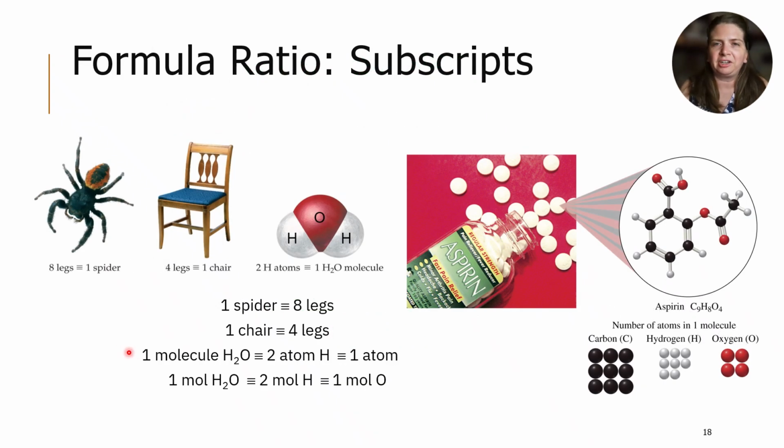The chemical formula of a compound can be used as a conversion factor. We call this relationship a formula ratio. A formula ratio helps us relate a whole object to the individual parts that make it up. For example, one spider has 8 legs. One chair has 4 legs. One water molecule contains 2 hydrogen atoms and 1 oxygen atom. Because we often work with moles instead of individual molecules, we can extend this relationship to the mole scale. 1 mole of water contains 2 moles of hydrogen atoms and 1 mole of oxygen atoms. The subscripts in a chemical formula tell us this formula ratio.